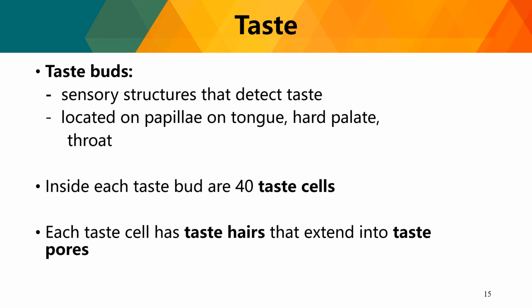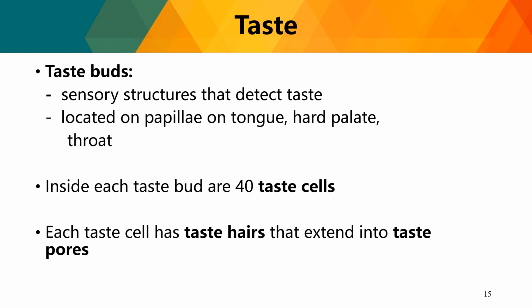So for taste, we have taste buds, which are the sensory structures that detect taste. They are located on the papillae on the tongue, the hard palate, and the throat. So inside each taste bud are 40 taste cells. So that is definite. So inside a taste bud, there should be 40 taste cells. So each taste cell has taste hairs that extend into the taste pores.